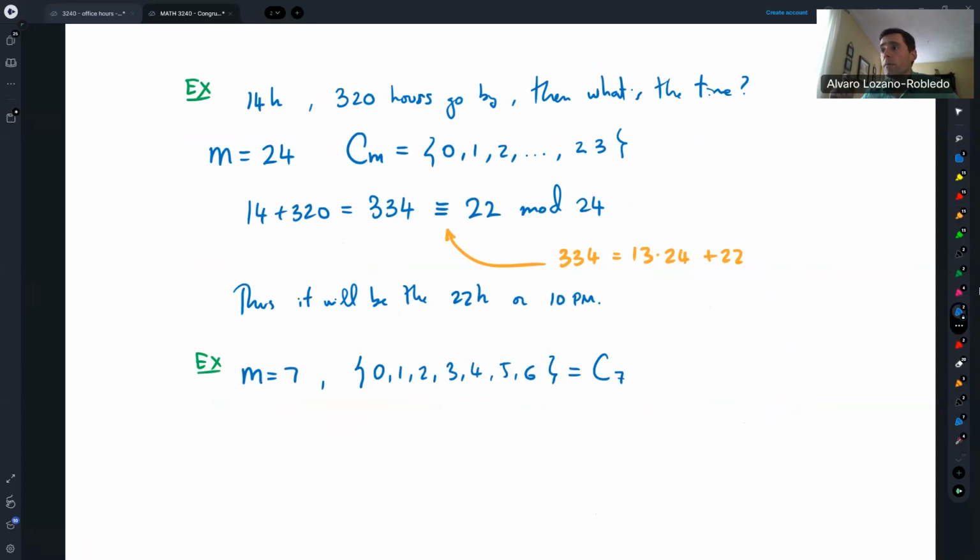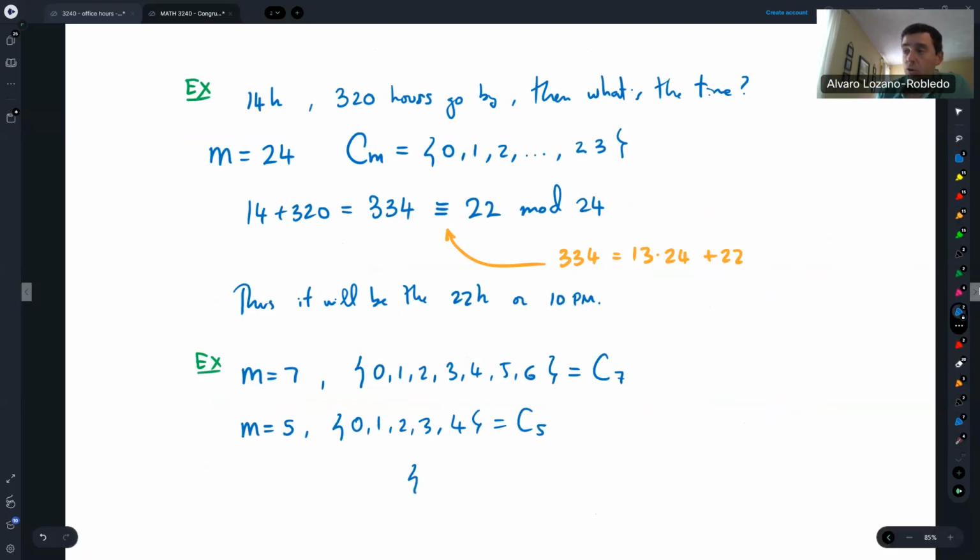For example, when m is 5, just for an easier example, C5 is 0, 1, 2, 3, and 4. Okay, and that's the set of all the possible least non-negative residues. But we also have that if you consider instead 0, 2, 4, 6, and 8, those are not the least non-negative residues, but every number is congruent to one of these modulo 5.